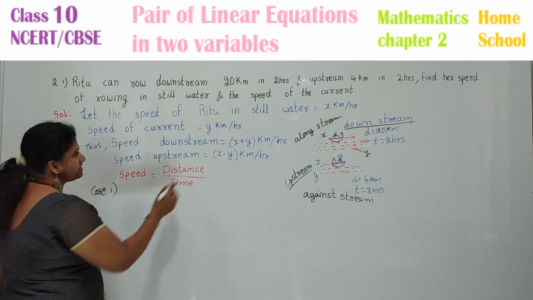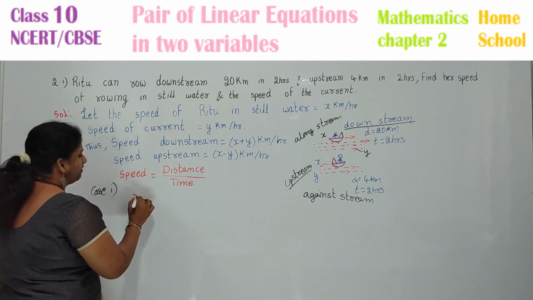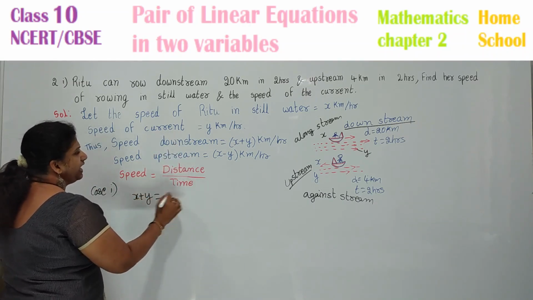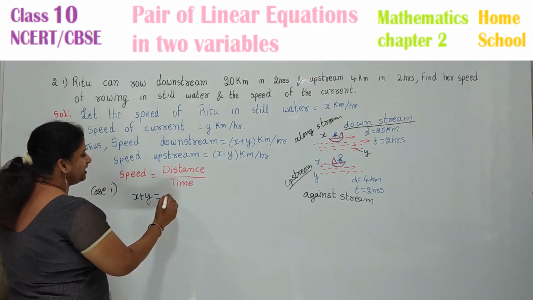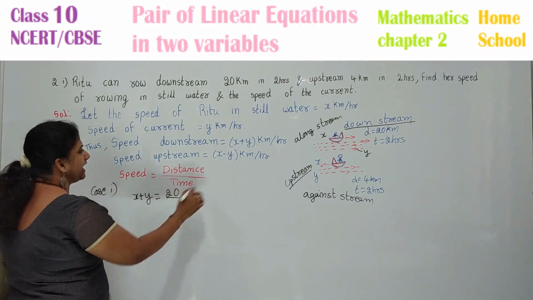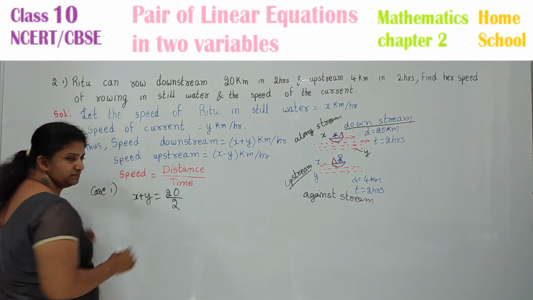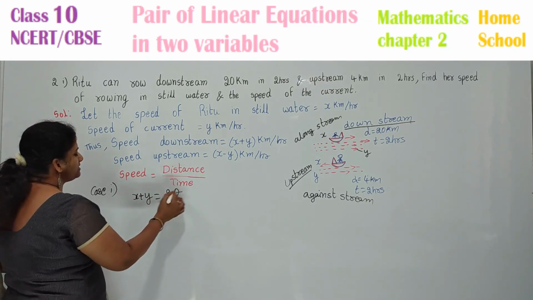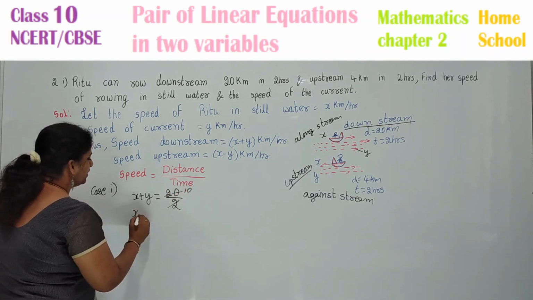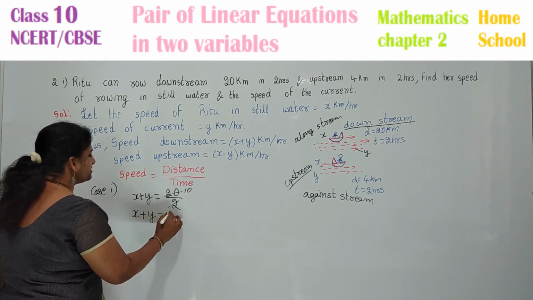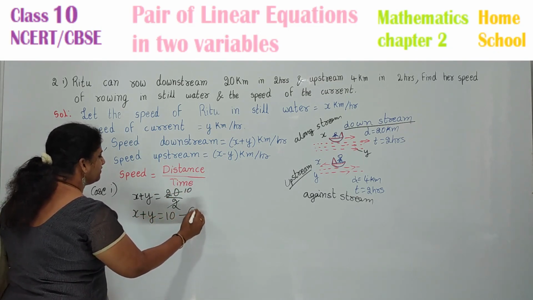So what is the speed of downstream? x plus y, and how much distance traveled? 20, time taken 2 hours. Cancel this, 2 tens. x plus y is equal to 10. Mark it as the first equation.